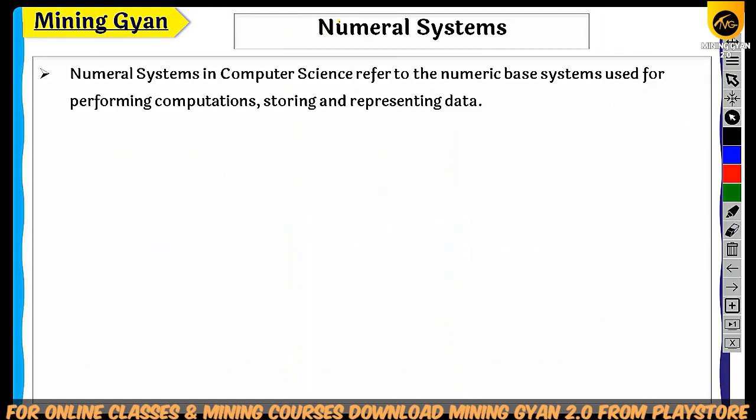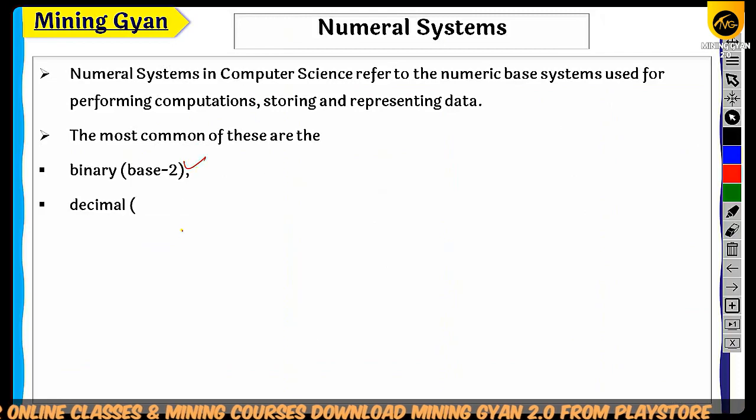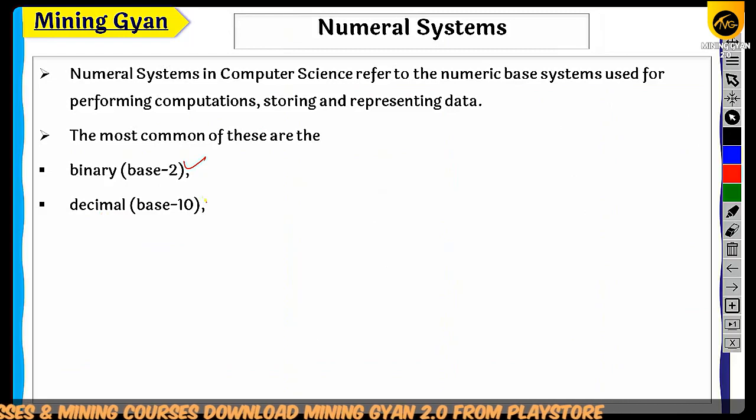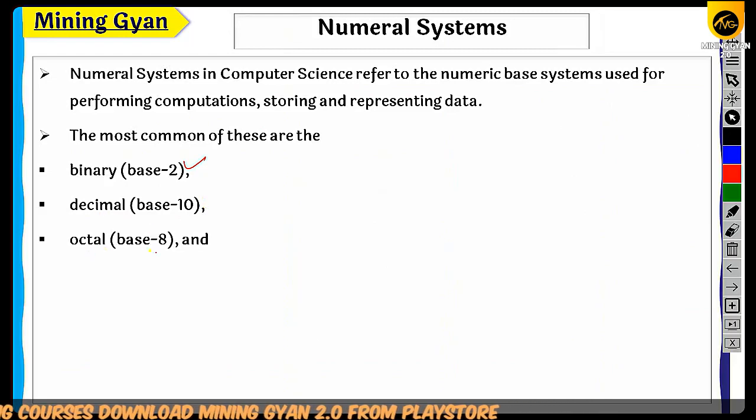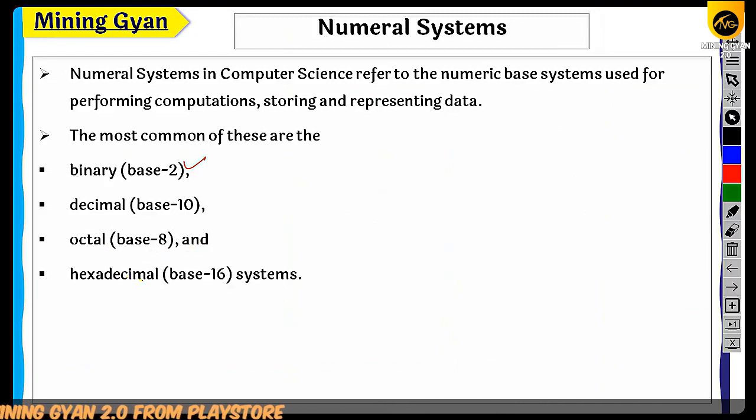And what is the numeral number system? Basically, a numeral system or number system in computer science refers to the numeric base system used for performing computation, storing and representing data. The most common of these is binary, whose base is 2. The second number system is decimal, that is base 10. The third is the octal number system, whose base is 8. And the fourth is hexadecimal, whose base is 16. So these are the basic number systems used in computing or programming.